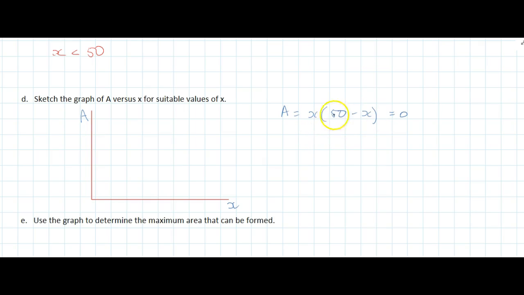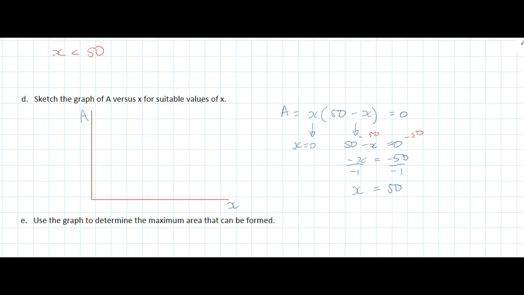If that's equal to 0, we've already factorized, this is in factor form, so either x is going to be equal to 0, or 50 minus x is going to equal 0. We solve that, take away 50 from both sides, and what do we get? We get negative x is equal to negative 50, and we divide both sides by negative 1. So we get x equals 50.